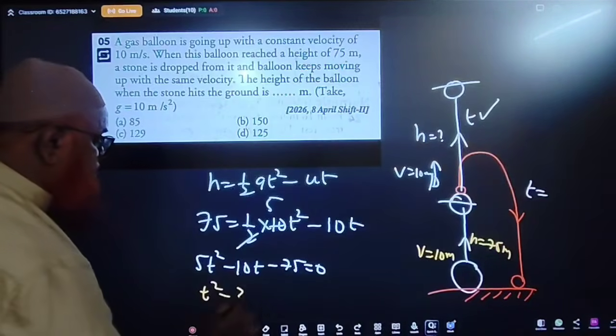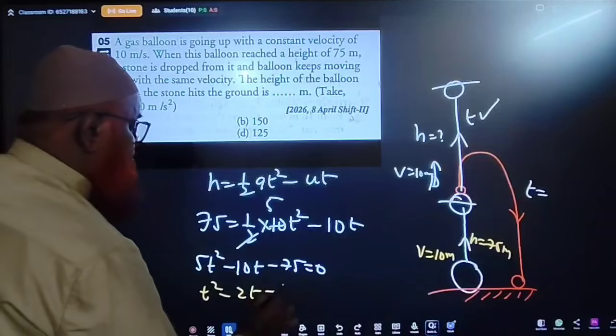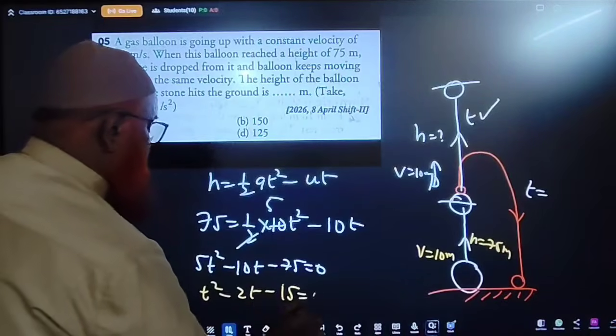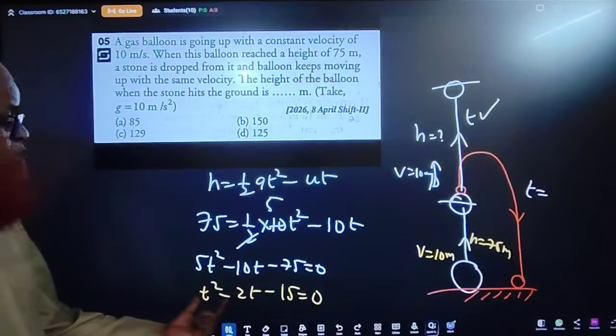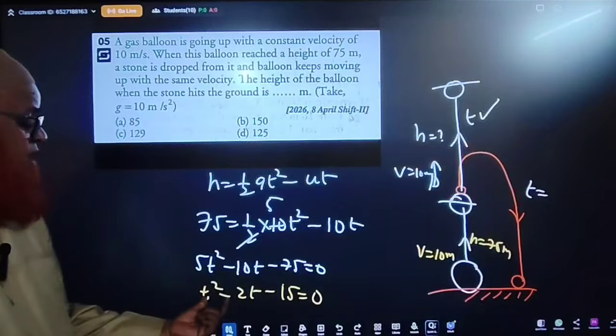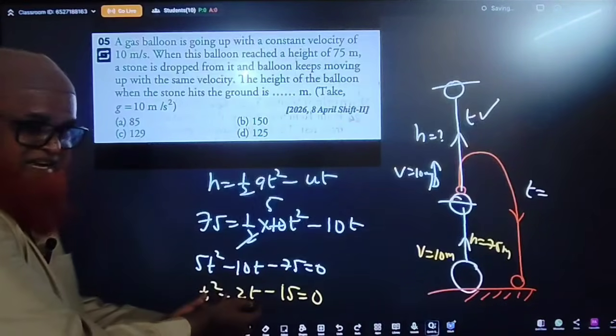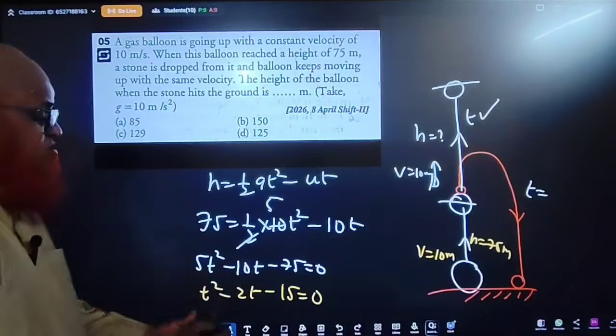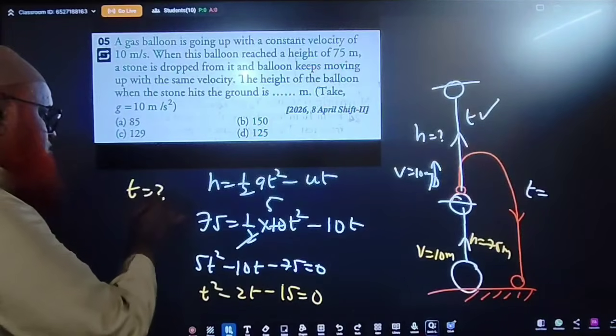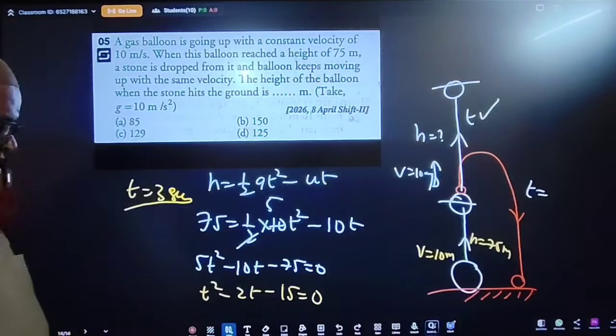t square, 5 2s are 10, minus 5 1s are 5. 5 5s are 25 is equal to 0. See, 5 3s are 15. Minus 5t plus 3t. If you solve this, t is equal to 3 seconds, I think is going to be the correct answer if you solve this one.